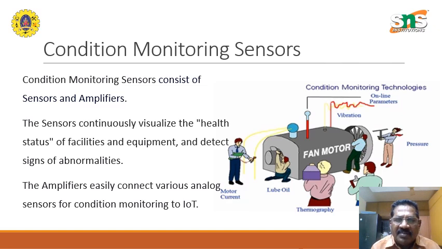It amplifies and easily connects various analog sensors for the condition monitoring in the Internet of Things. Now you see the condition monitoring. Basically, here it captures and checks the vibration or the temperature, etc. And then thermography, the lubricant oil, the motor current, all these things, or the pressure. Now these are all the kind of signals which are being used in condition monitoring technologies.